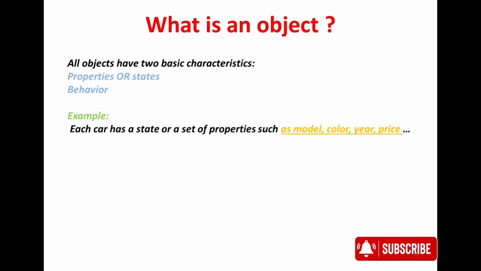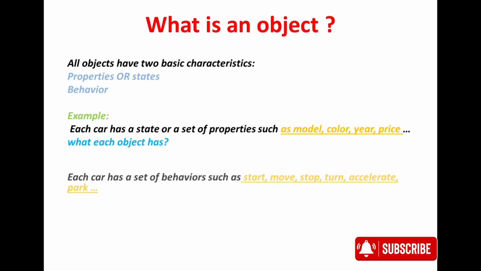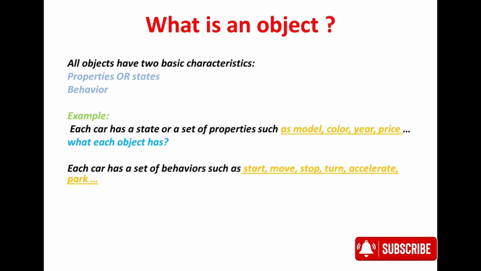Each car has a state or a set of properties such as model, color, year, price, etc. And here we ask the question: what does each object have? Each car has a set of behaviors such as start, move, stop, turn, and accelerate, as well as park.